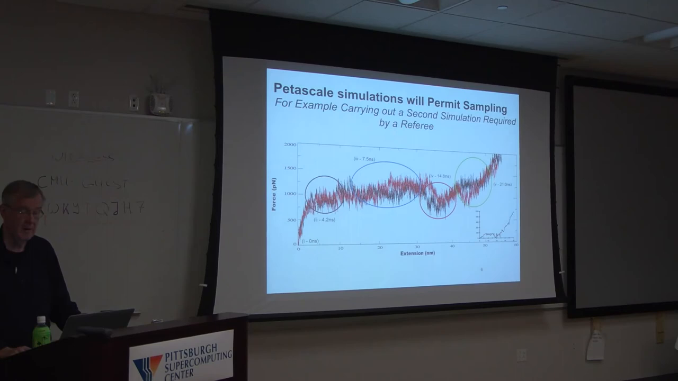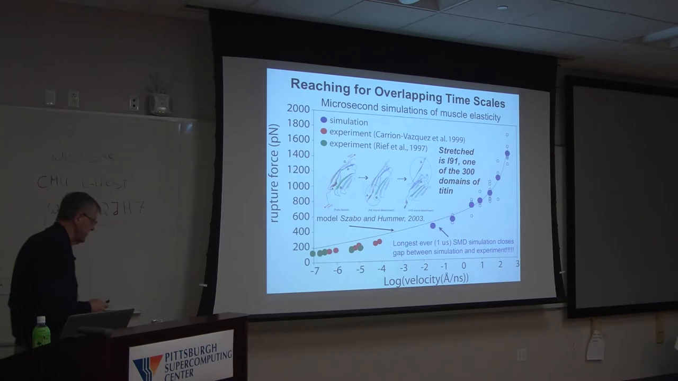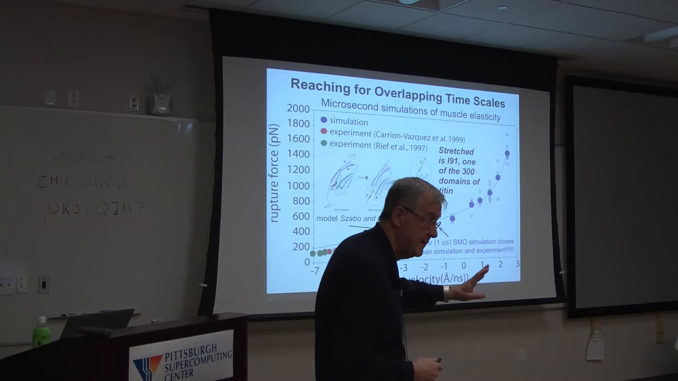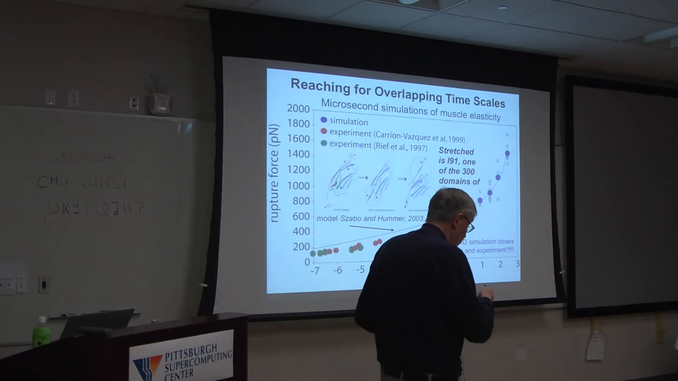So here we do the simulation twice, a very expensive simulation. It took us, a referee forced us to do it, so we did it. And you see we're getting the same behavior twice, so it's not like just a fluke. Okay, so here, when you do these atomic force microscopy experiments, the experiment takes like a millisecond, or even slower, a second. And in our simulations, particularly initially, we just could do nanosecond simulations.